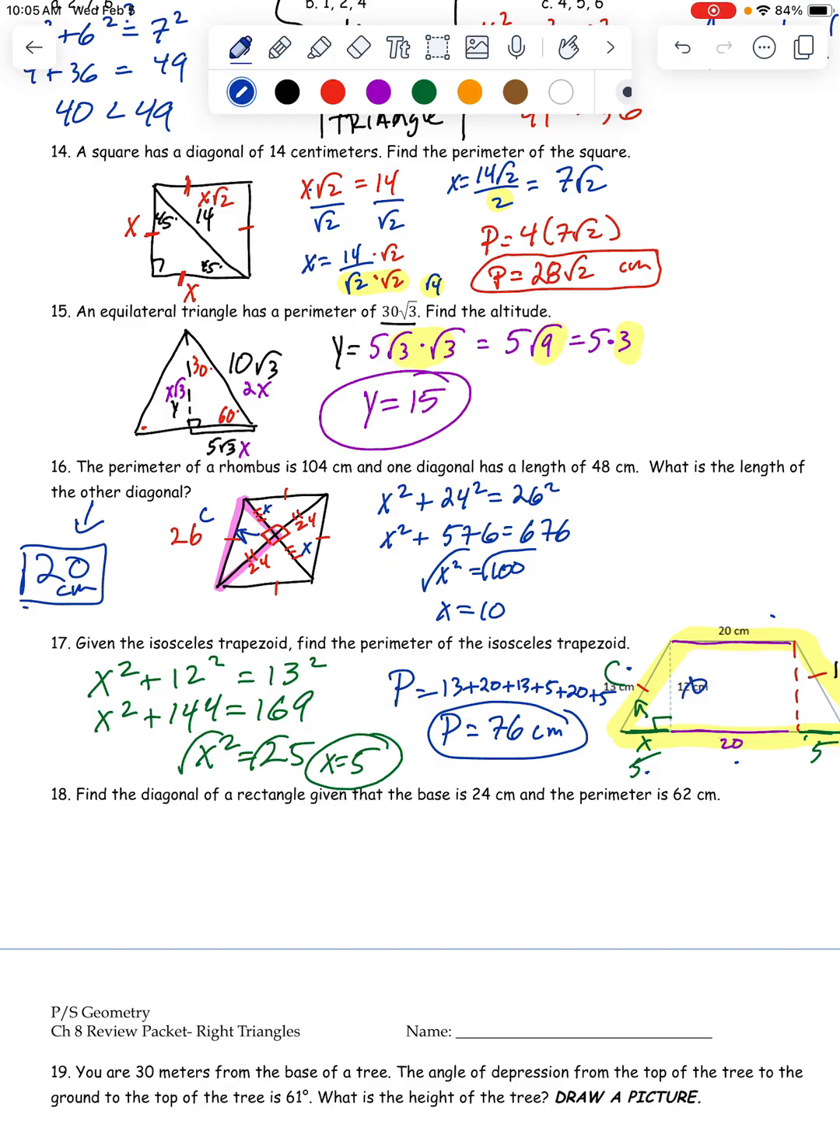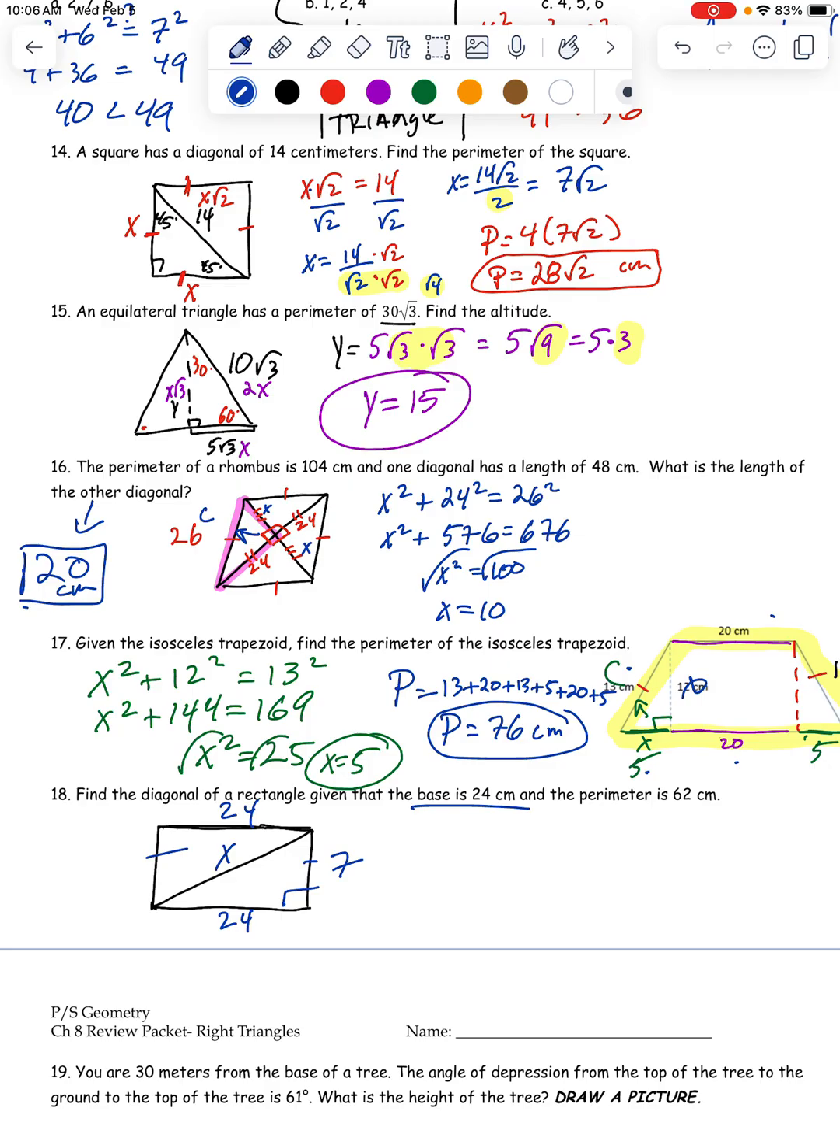Okay, we're almost done. Last problem. Here we go. Rectangle. So draw a rectangle. Throw in a diagonal. It says the base is 24, so there's 24. That's a right angle. So that's 24. The perimeter is 62. So if the perimeter is 62, these two sides are going to be the same in a rectangle. I do 62 minus 48, and I get 14. Divided by 2 gives me 7.